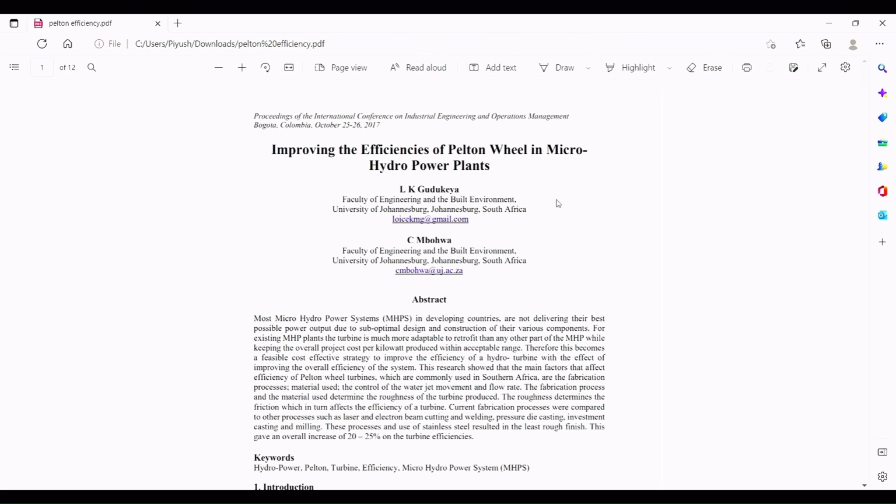Today I am here to give a summary on the research paper of improving the efficiency of Pelton wheel in micro hydropower plants.